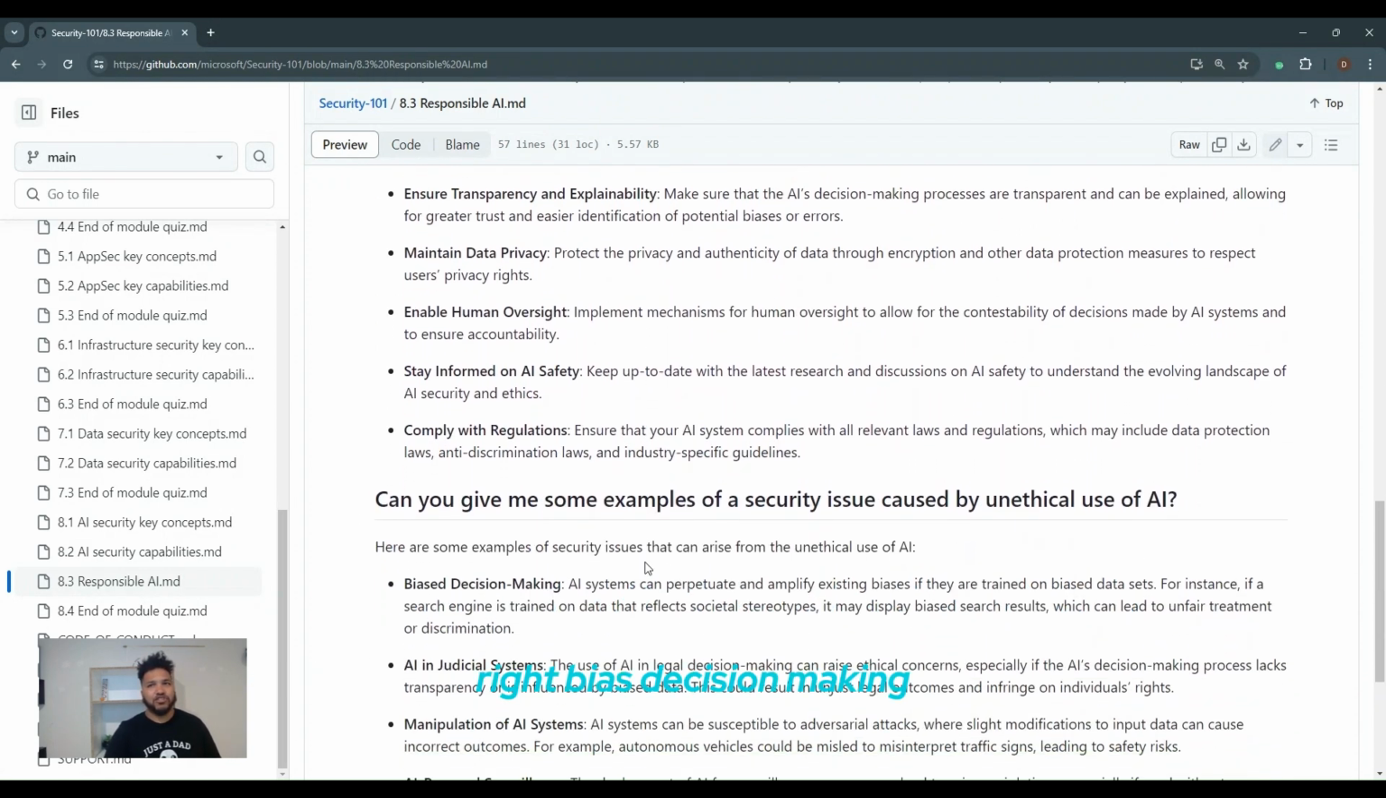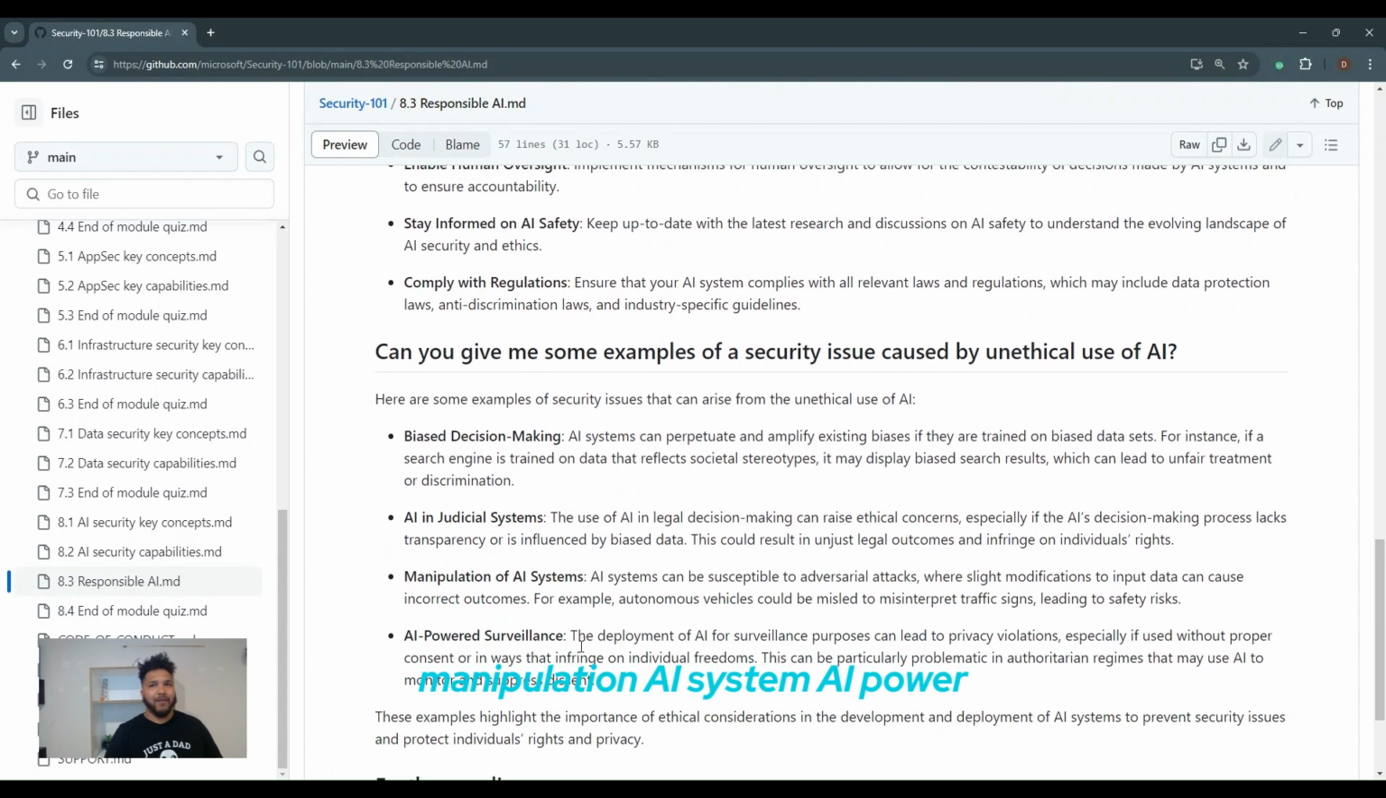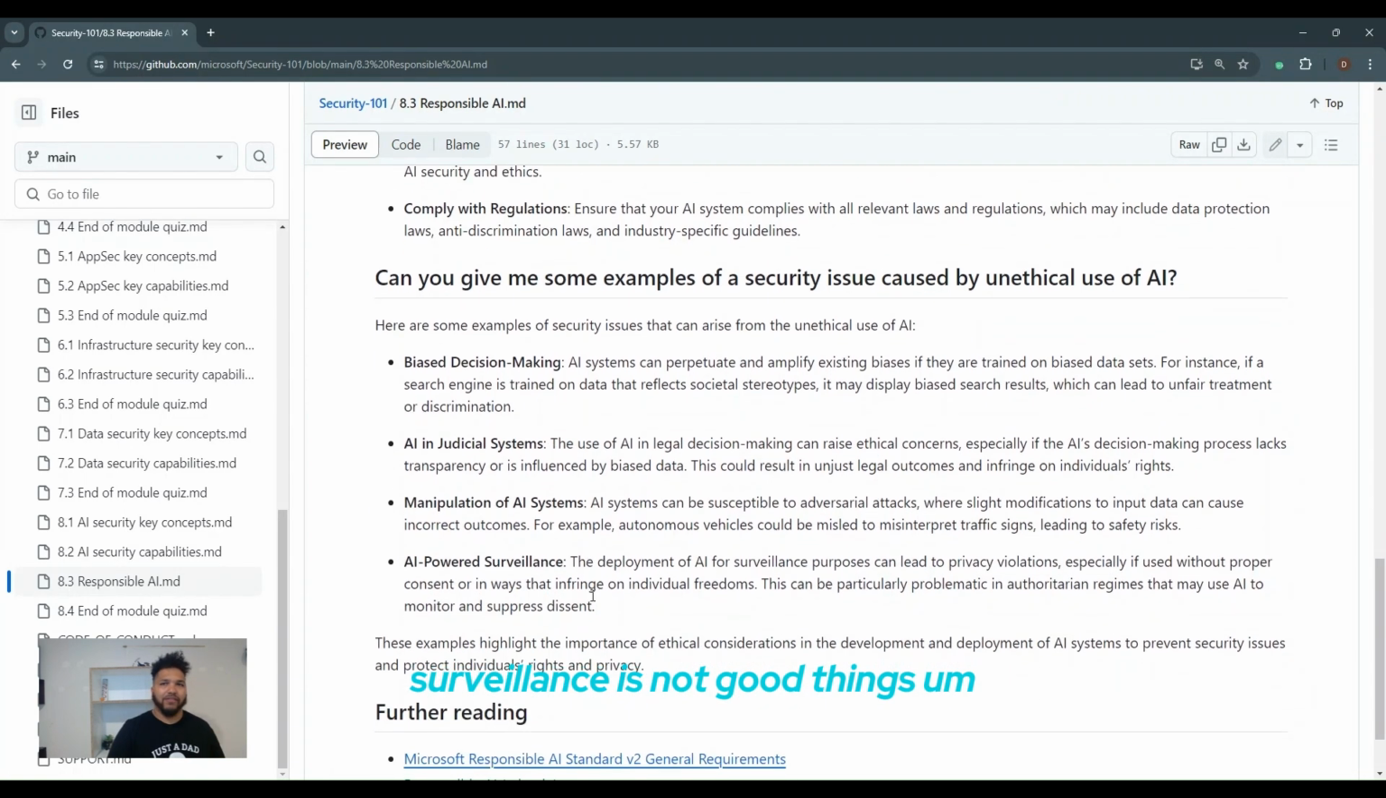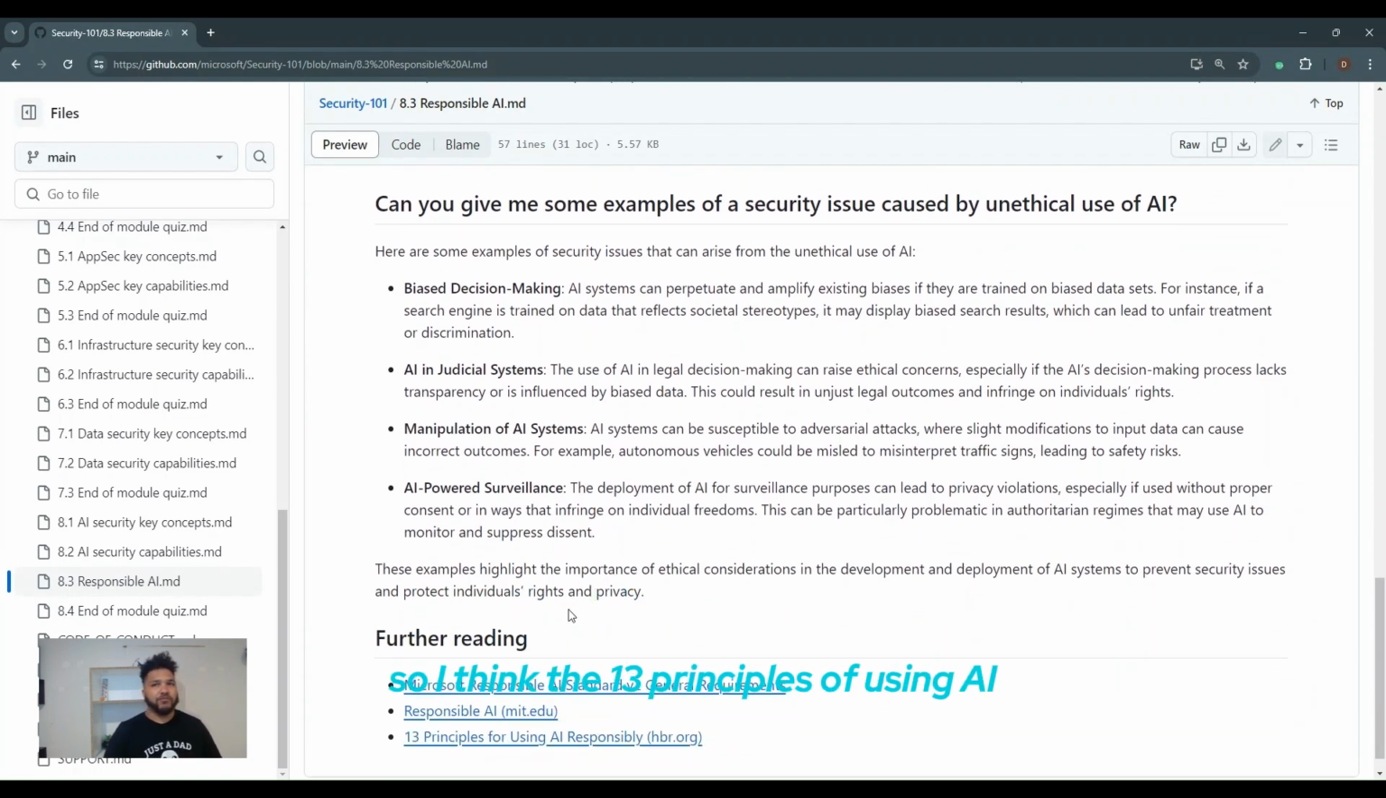Right? Bias in decision making. AI can perpetuate and amplify existing bias. It's there, right? AI in judicial systems should never be there. Also, manipulation of AI systems, AI-powered surveillance, just not good things. So I think the 13 principles of using AI responsibly is really, really good. Okay, let's hit the end of module quiz and let's wrap up the Microsoft Security 1.